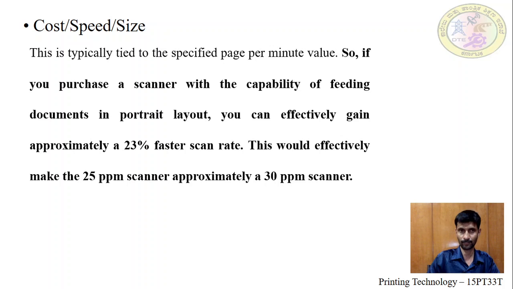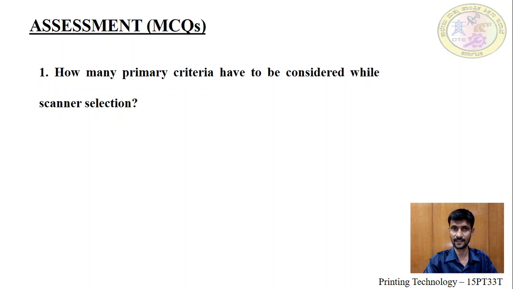So if you purchase a scanner capable of feeding documents in a portrait layout, you can effectively gain an approximately 23% faster scan rate. This would effectively make the 25 pages per minute approximately 30 pages per minute.